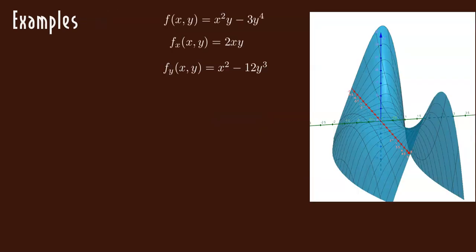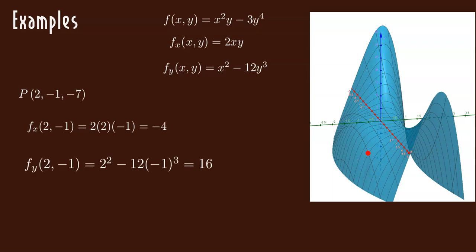So remember this one, x squared y minus 3y to the fourth. We already came up with the two partials. Here's a nice picture of that function. Let's say I want to find the equation for the plane at the point 2, -1, -7. The partial with respect to x at that point is -4. The partial with respect to y at that point is 16. Plugging that into our equation for a plane from the previous slide, we get this equation. So this is the equation for the tangent plane. At this point over here, there's a red dot showing you where that is.